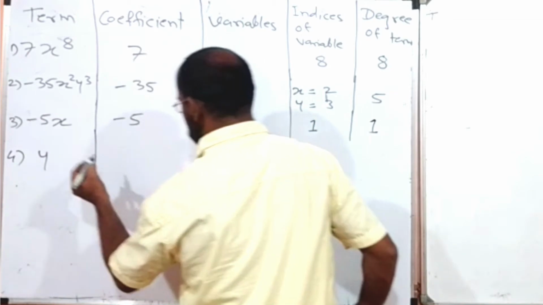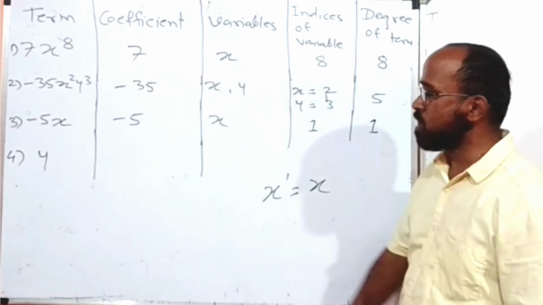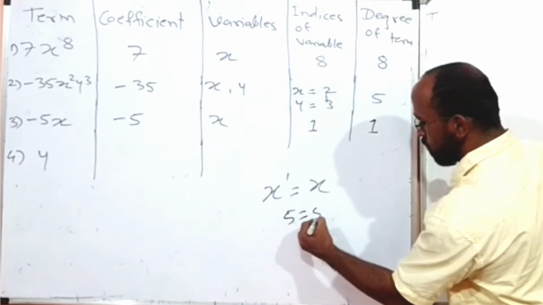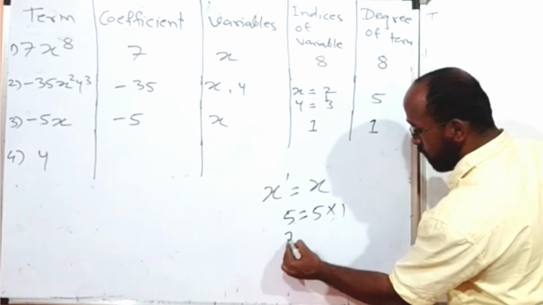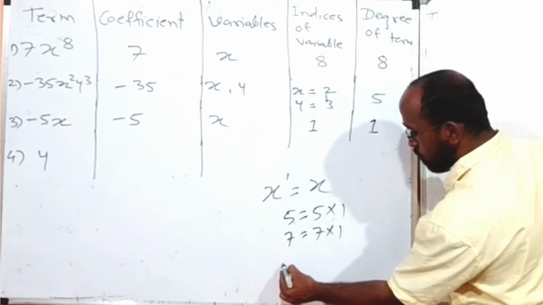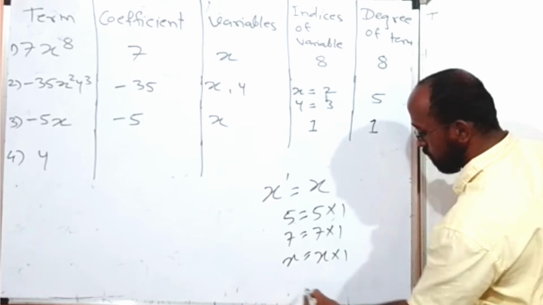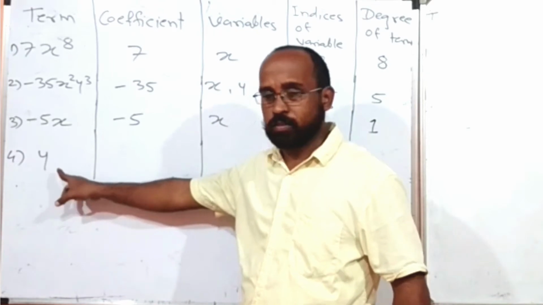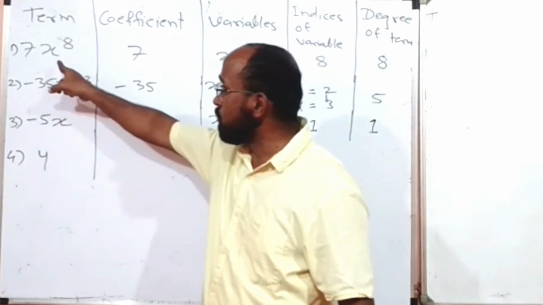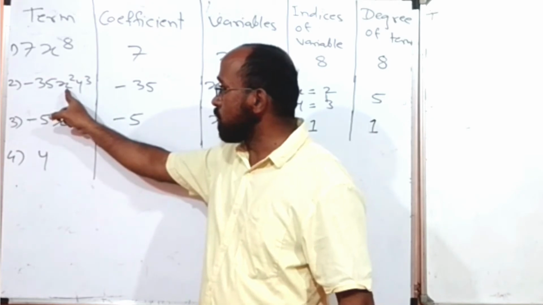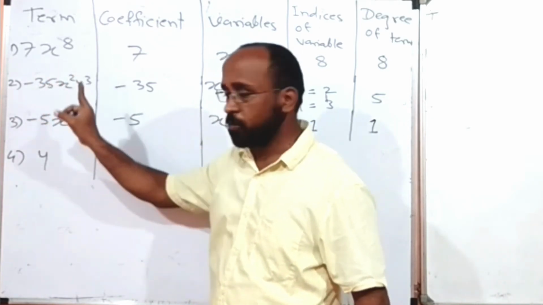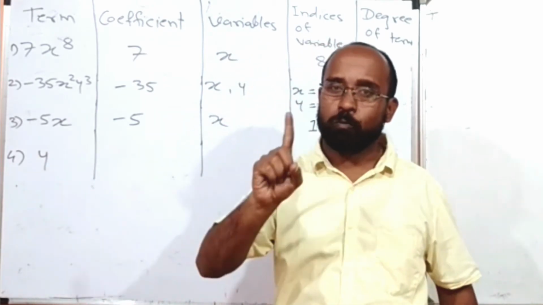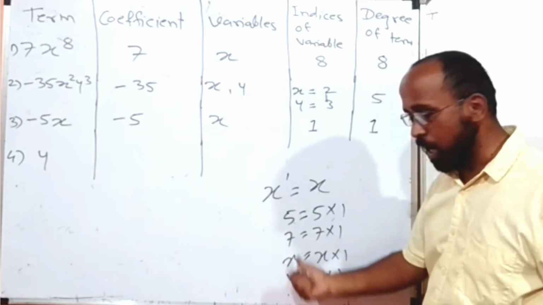y. What is the coefficient of y? We know that any number 5 is equal to 5 multiplied by 1. 7 is equal to 7 multiplied by 1. So x is equal to x multiplied by 1. y is equal to y multiplied by 1. Right? This means y is multiplied by 1. Here x is multiplied by 7. This x square y cube is multiplied by minus 35. x is multiplied by minus 5. Here y is multiplied by 1 because y is y itself, according to this logic.